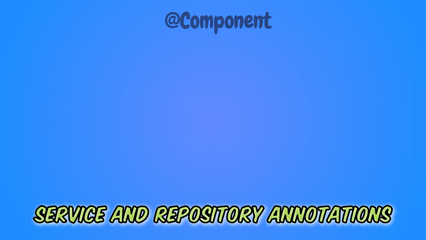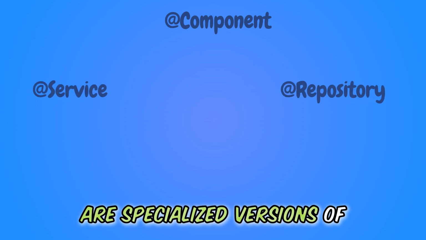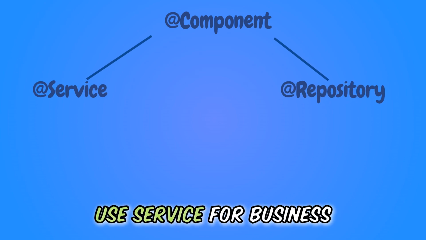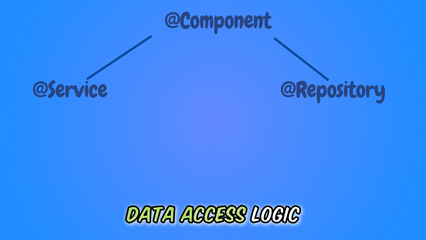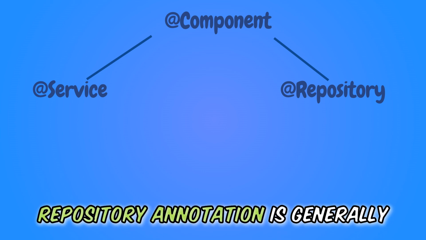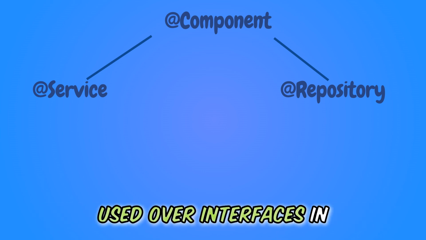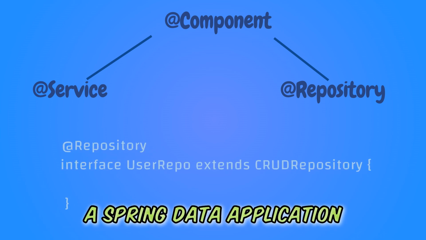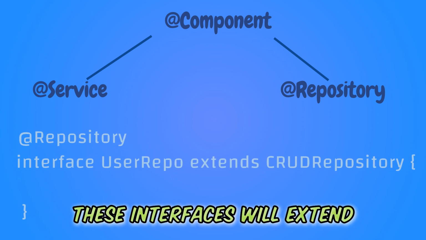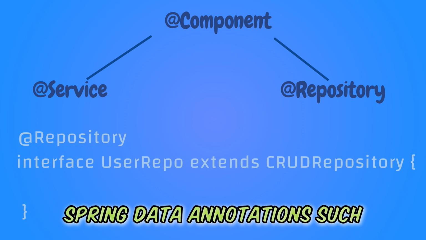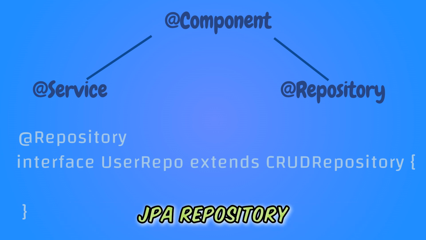Service and Repository annotations are specialized versions of Component. Use Service for business logic and Repository for data access logic. The Repository annotation is generally used over interfaces in a Spring Data application. These interfaces will extend Spring Data interfaces, such as CrudRepository or JpaRepository.